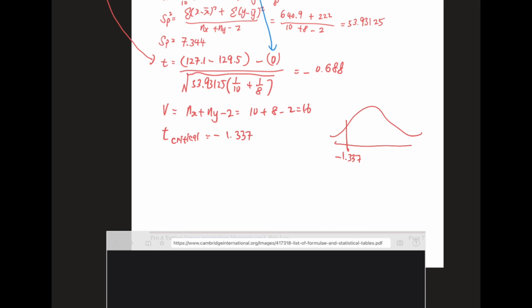Okay, now our test statistic is negative 0.688, which is here. So we say negative 0.688 is greater than negative 1.337. Do not reject H0. So conclusion, mu x minus mu y equal to 0. Okay, so we just stop here first. Anything, we continue again in our next lesson.